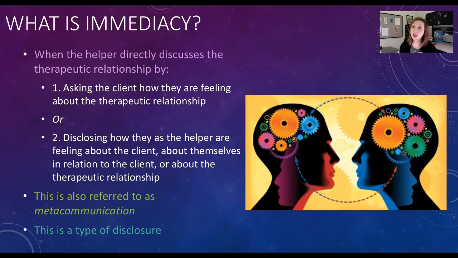Immediacy is also related to disclosure, but unlike disclosures in the past where you're talking about your own experiences in life and how they relate to client experiences, here you're directly talking about the therapeutic relationship that you share. So let's break this down and make a little more sense of it.